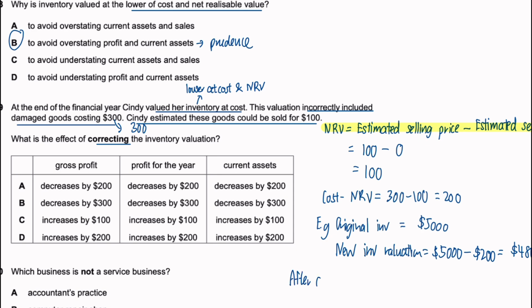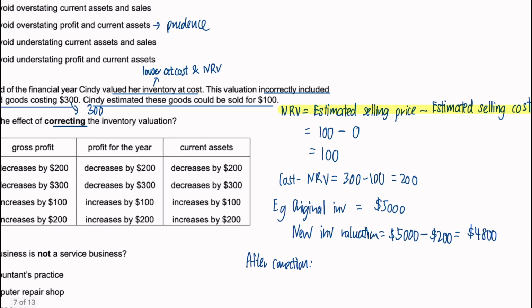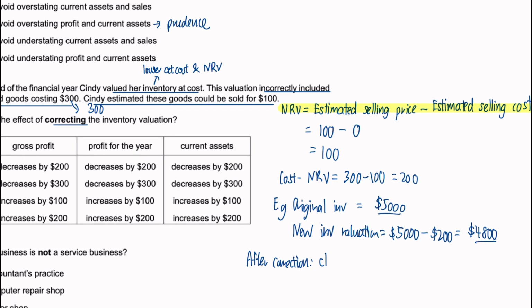Now you need to really imagine. After correction, you can see that your closing inventory is now lower. So what happens when closing inventory is lower? Cost of sales will be higher. This follows the format of the income statement, so if you're not sure, you can go back to the income statement and refer. But if you know, you can just imagine. When your cost of sales is higher, your gross profit will be lower, and subsequently, profit for the year will also be lower.